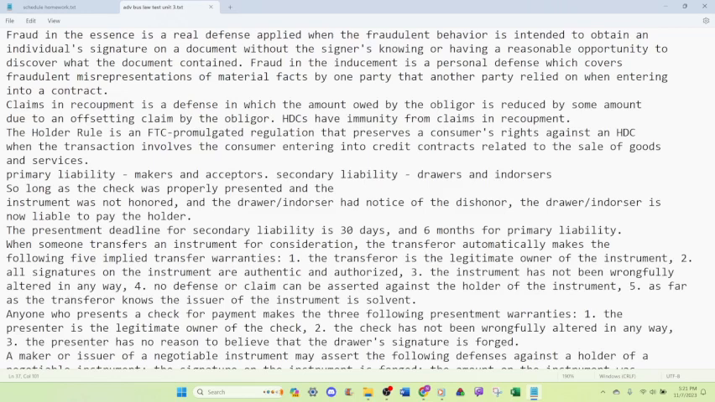Fraud in the inducement is a personal defense which covers fraudulent misrepresentations of material facts by one party that another party relied on when entering into a contract.